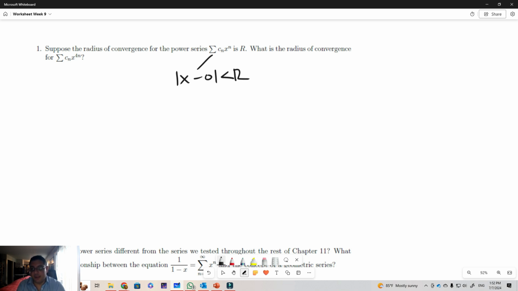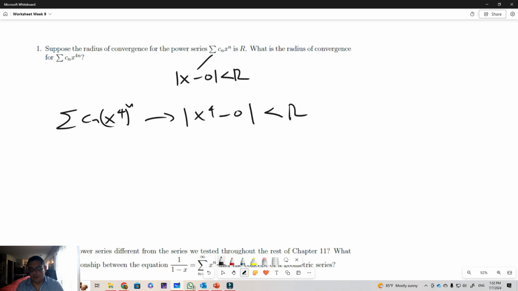Now when we're trying to find out what happens with the series Cn x to the 4 to the n, so this is essentially like you have x to the 4 power to the n. So this is kind of similar, but what you're going to have is that |x to the 4 - 0| should be less than r because the convergence is being inherited from here. But at the same time, that means that the absolute value of x to the 4 is less than r, and this means that the absolute value of x is less than r to the 1/4.